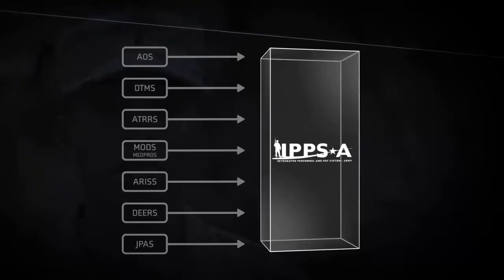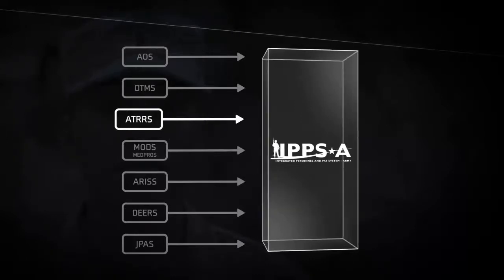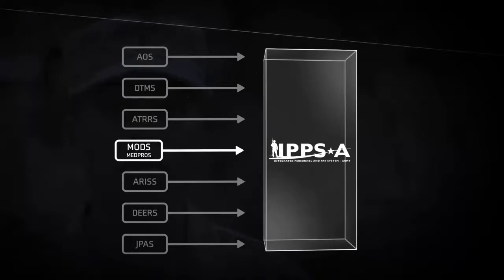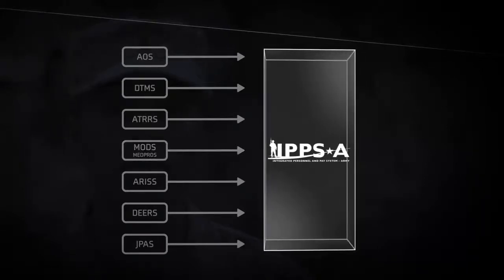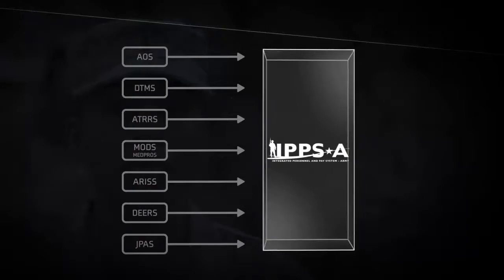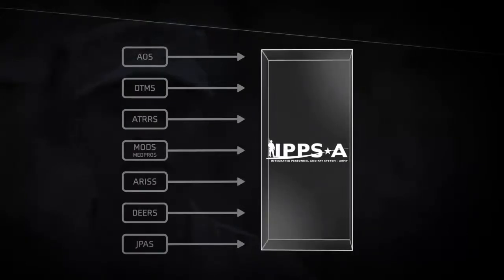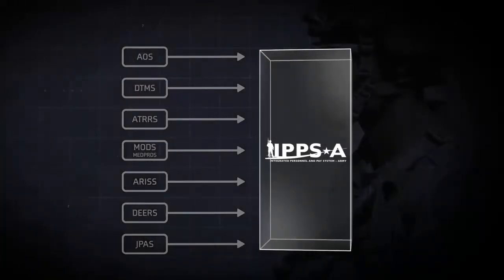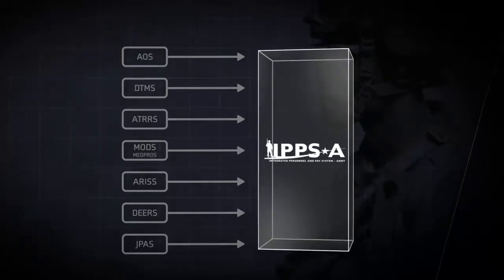If data requires correction, the authoritative data source must be updated so that it reflects properly in IPPS-A. For example, to add template positions, AOSDI must be updated. The next time the AOSDI interface runs, the updated template information will be sent to IPPS-A. Once the templates appear in IPPS-A, they can be used for assignment actions by unit HR professionals.